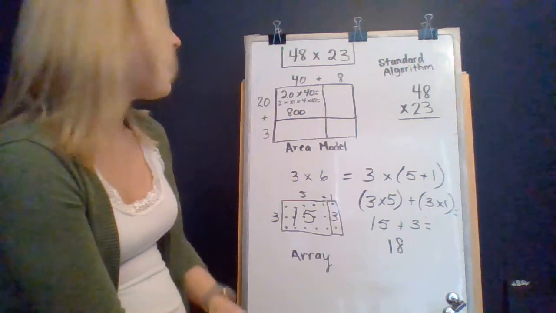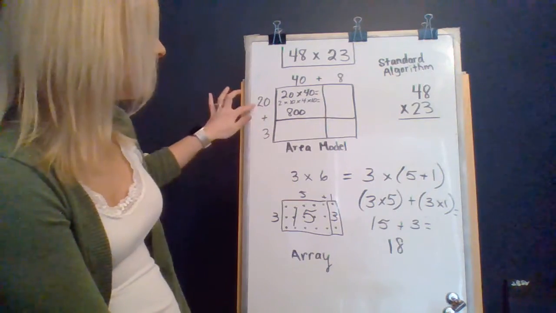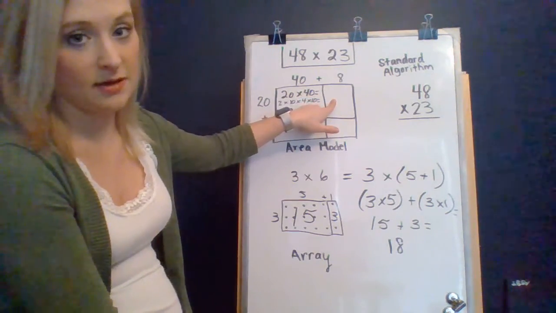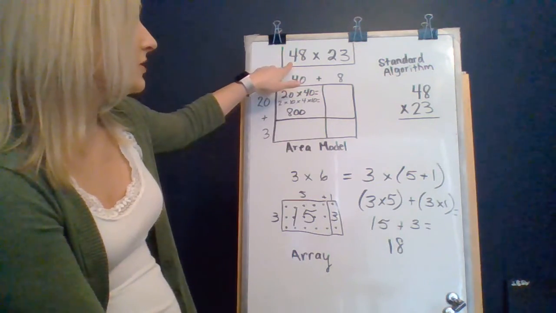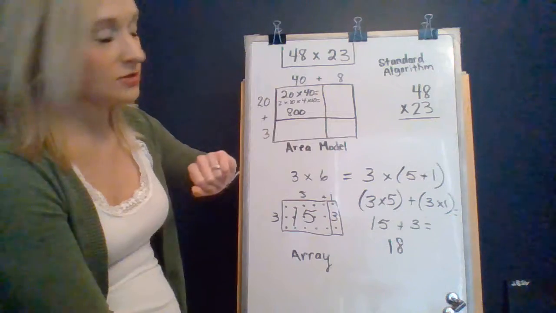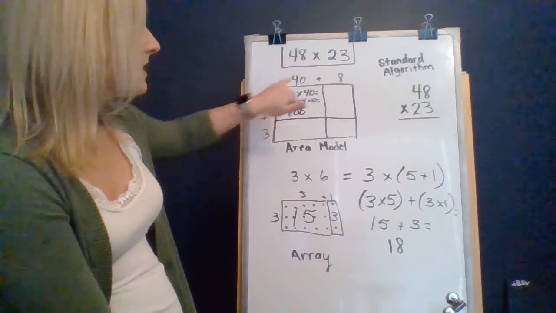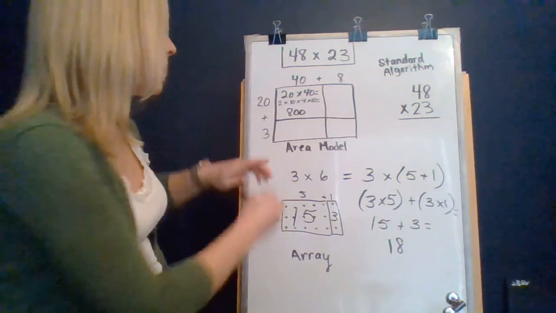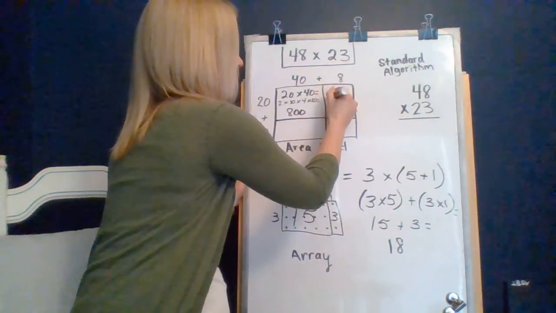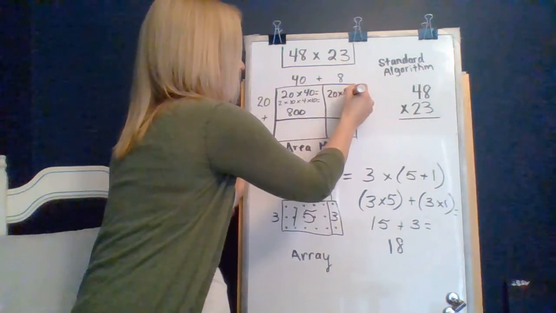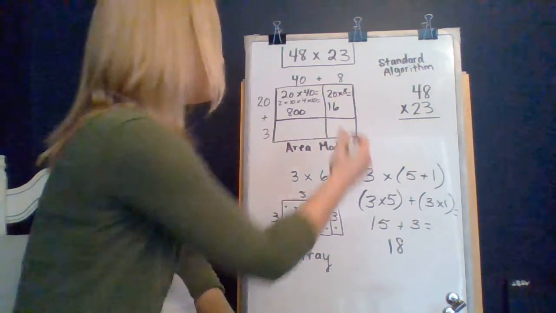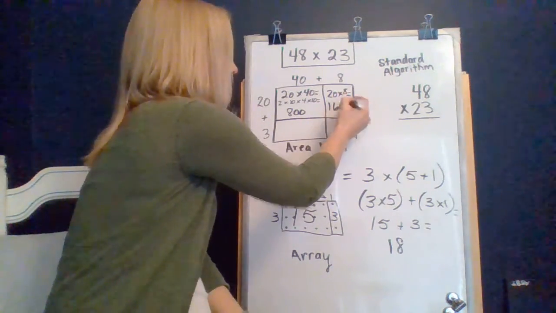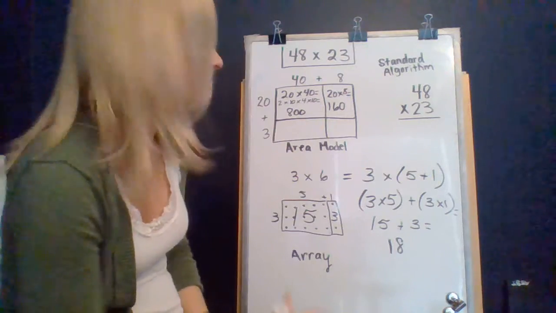But anyway, next we can multiply the 20 times the 8, okay? Because it's important that we are multiplying each digit from one factor by the other digits in the other factor. So 20 times 8, if we know that 2 times 8 is 16, and then 20 has 1 power of 10 in it, we're going to stick a 0 on the end. So 8 groups of 20 is 160.